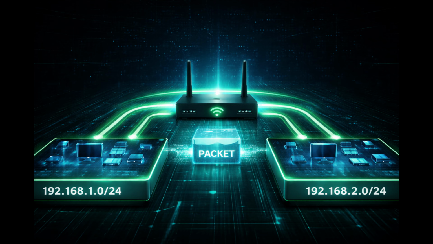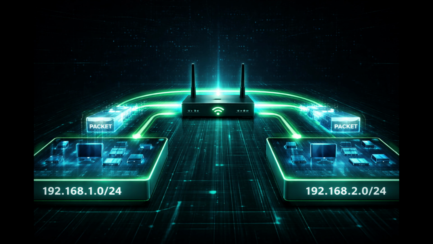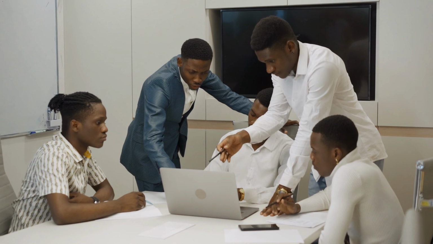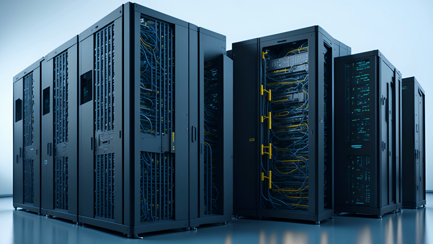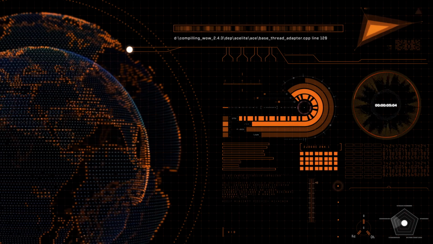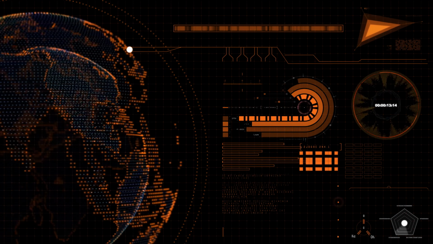Routing is how devices find the path to other networks. Routers read IP addresses and forward data efficiently, like GPS for your packets. Imagine an office: employee laptops are on one subnet, guest Wi-Fi on another. Servers are separate. This prevents congestion, improves security, and ensures everyone can communicate efficiently.